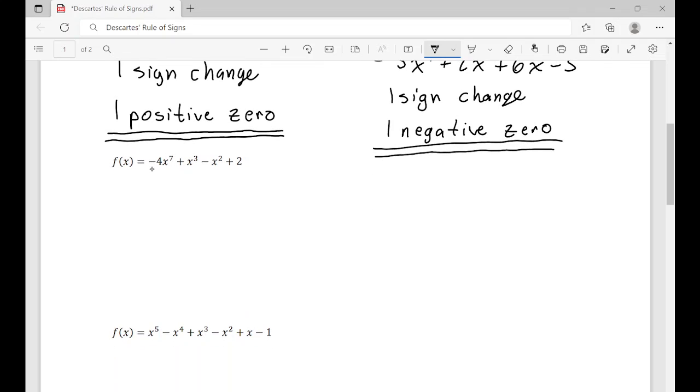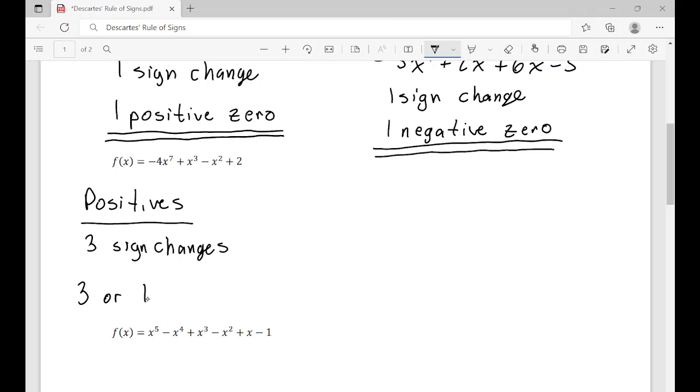Now go on to the next one. Negative 4x to the 7th plus x cubed minus x squared plus 2. So for positives, going to count the number of sign changes. So negative, positive, negative, positive. So 1, 2, 3. There are 3 sign changes. So that means this could have 3 or 1, because it goes in groups of 2, 3 or 1 positive zeros.